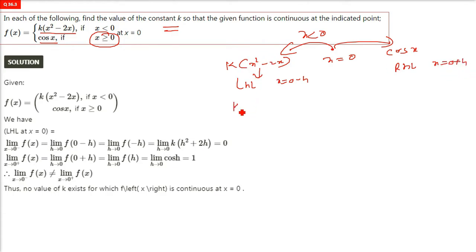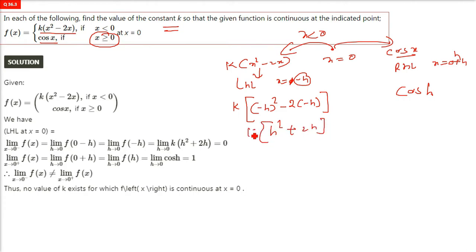So k into, in place of x I am putting minus h, because 0 minus h is minus h only. So minus h whole square minus 2 into minus h. On right hand side we have cos 0 plus h, which is h only. So cos h. Here we have k into h square plus 2h actually. So even if you take h outside with k, or let it be inside, eventually, if h is tending to 0, this is going to be 0.